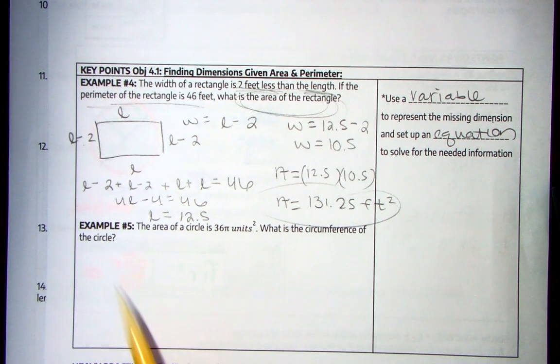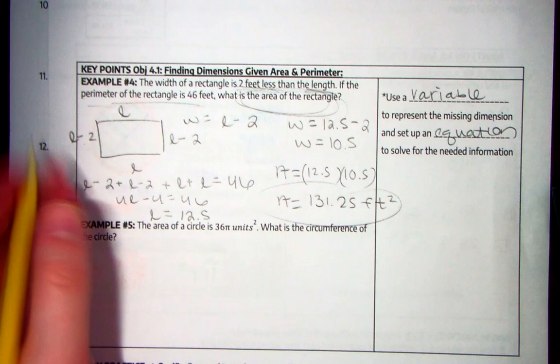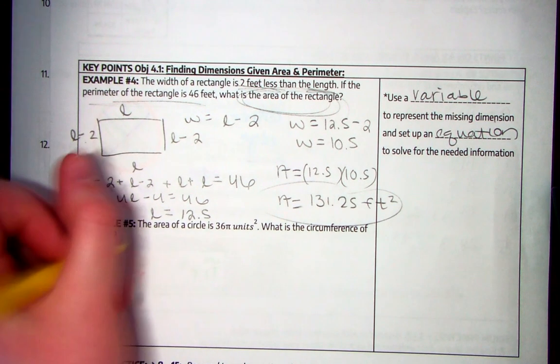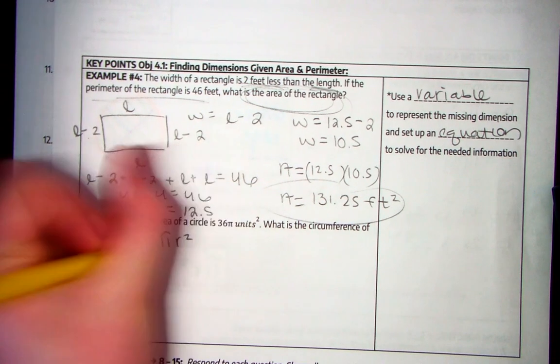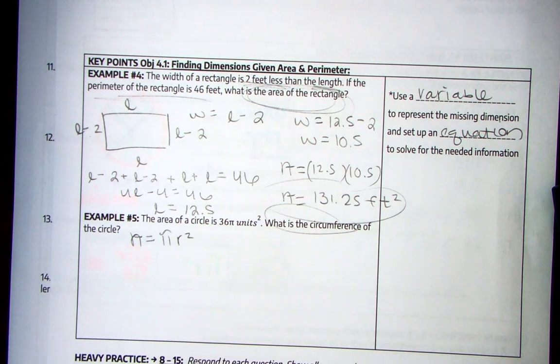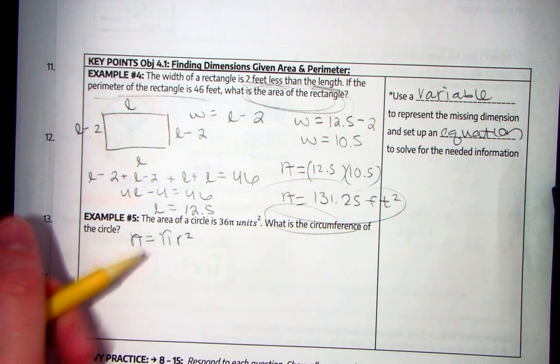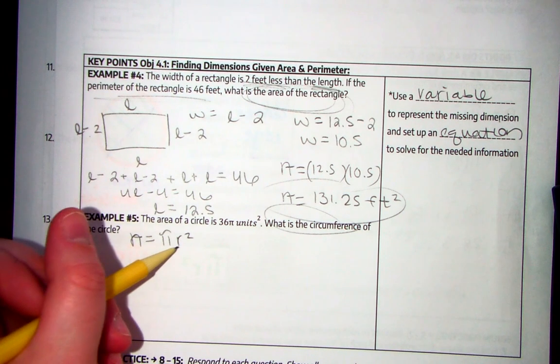Okay? Let's look at this example. The area of a circle is 36 pi units. What is the circumference of the circle? So, same thing. I know area is equal to pi r squared. That's what I'm given. What's the circumference of the circle? So I need to know ultimately the radius or the diameter to figure that out. So let's solve for my radius.